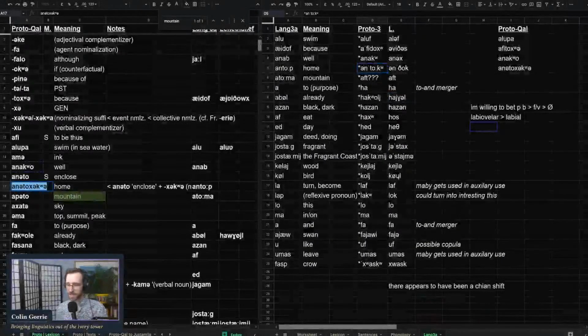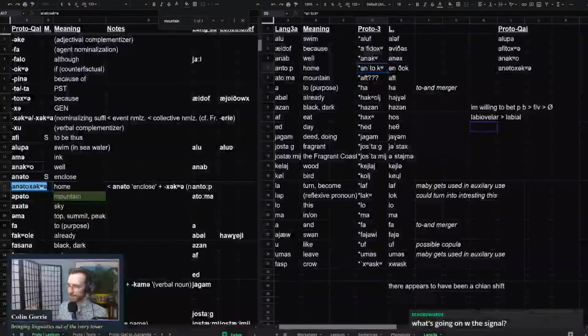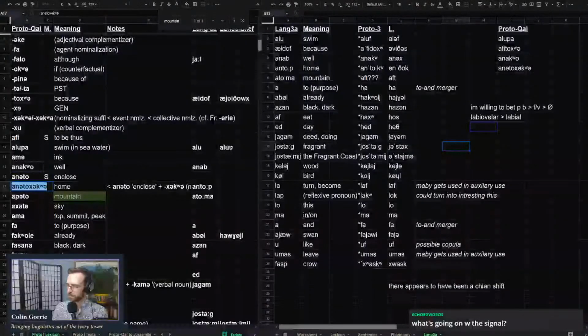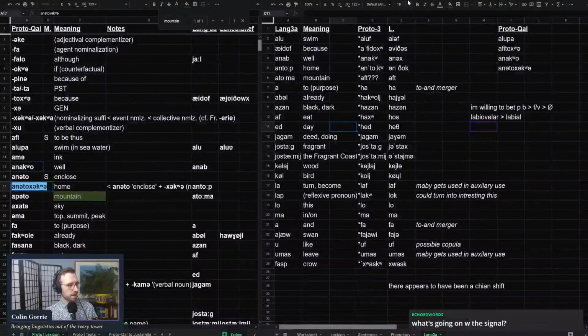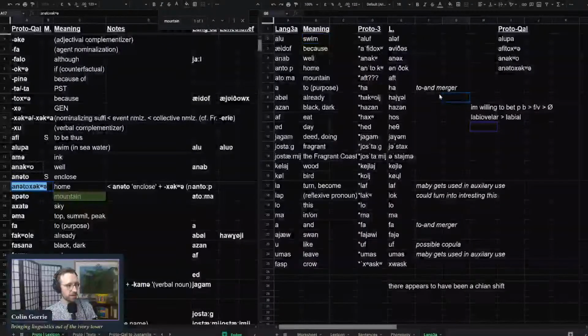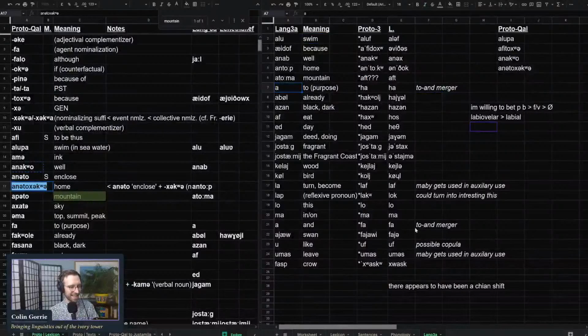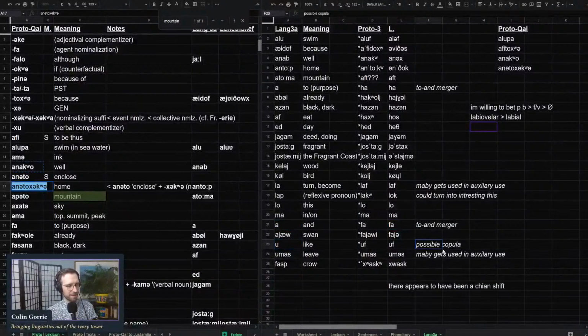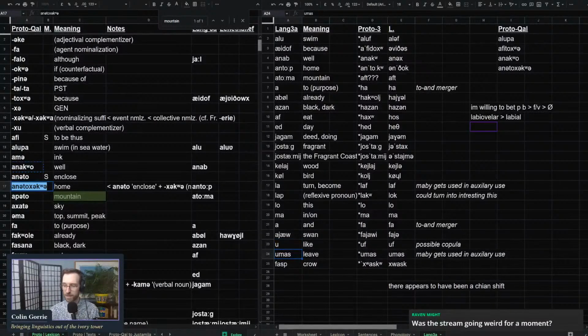All right, so then the question is, now that we've got our feet on the ground with this language, what are we going to do with it? And I think I'd like to review the suggestions from the ghostly purple square of Sutton. So we have a merger of to and, which is kind of interesting. Both go to a. We have a possible copula coming from oof. Maybe umas can be used as an auxiliary.